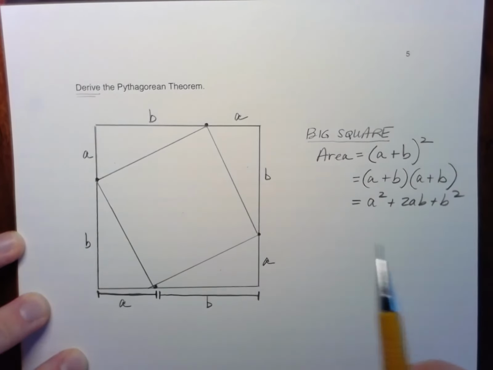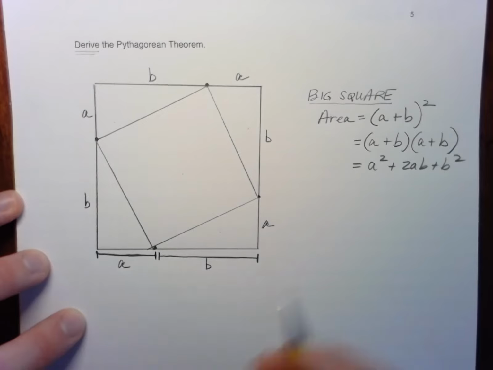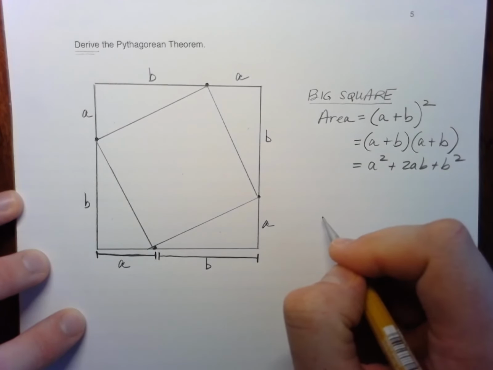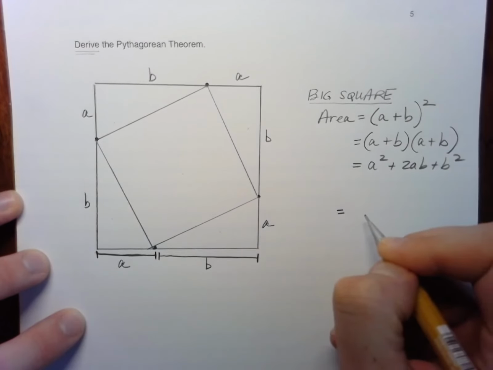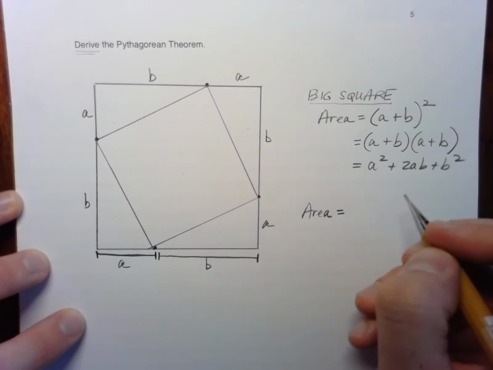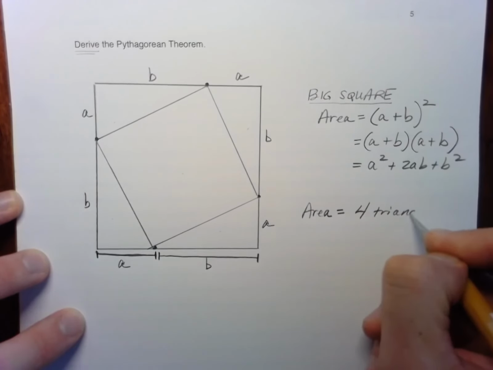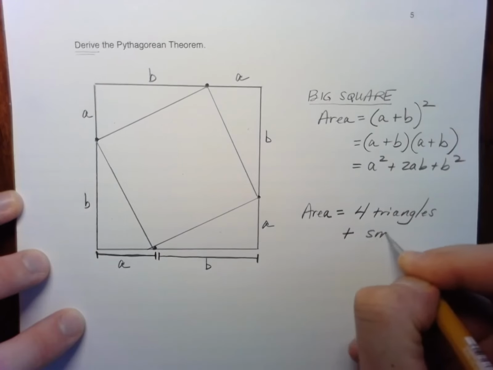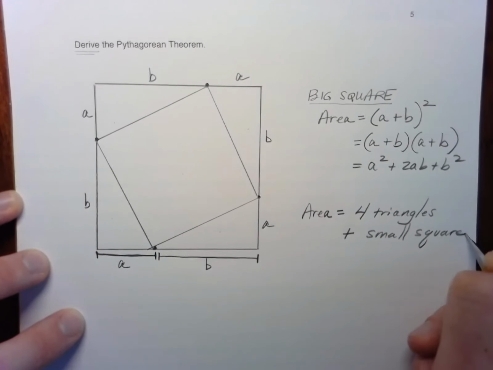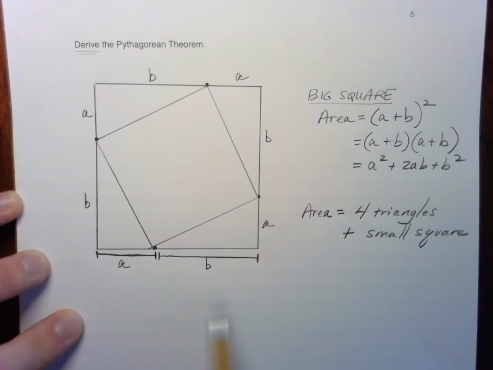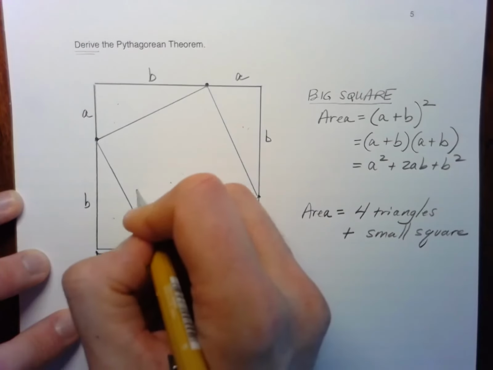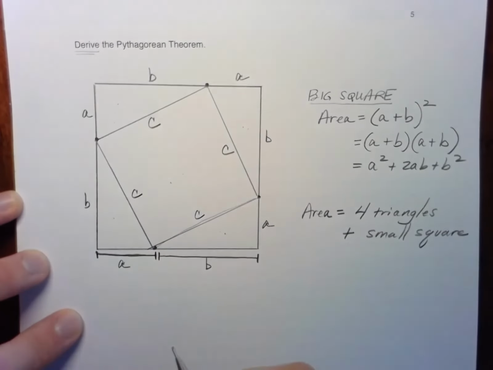Now, the area of the big square is also the sum of the four triangles plus the small square. Do you agree with that? So again, the big square here is also going to be the area of these four small triangles, plus this square, right? Okay, so if this is a square, let's call the side of it C, which means that all of these are C's going through, okay?